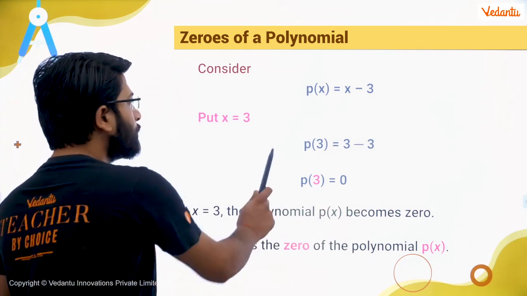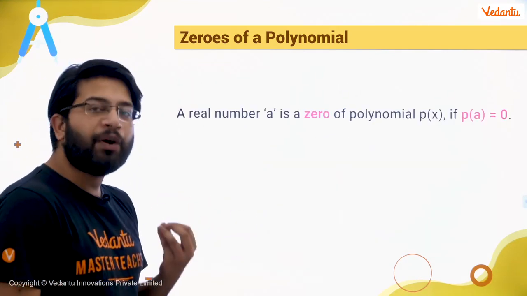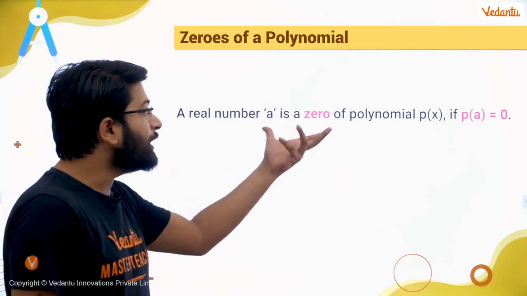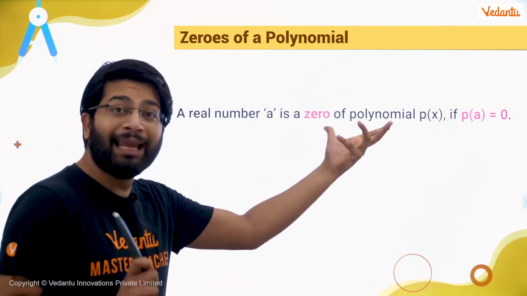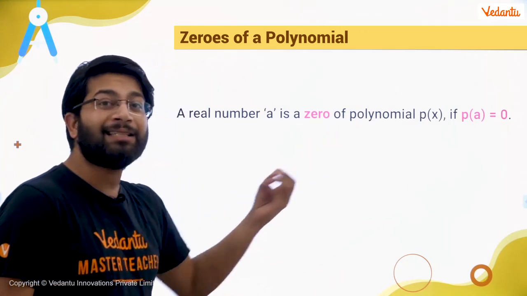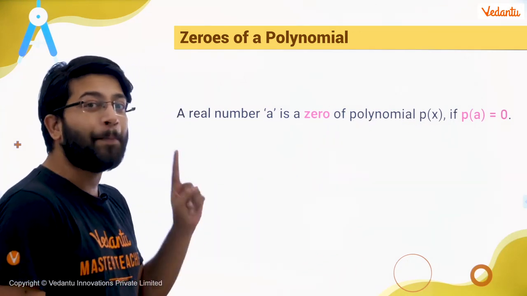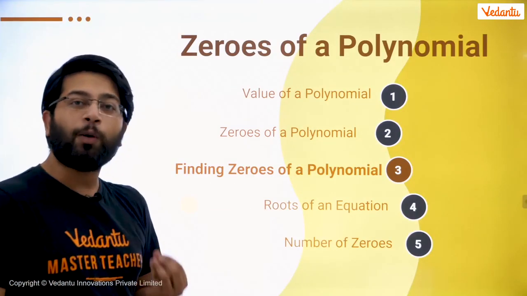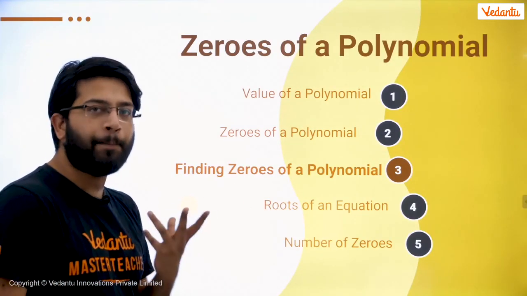Okay, champ? So we can say that a real number a is the zero of the polynomial if p(a) is equal to 0. A very important concept, champ. Okay, very good. Now let's see how to find the zeros of any polynomial.